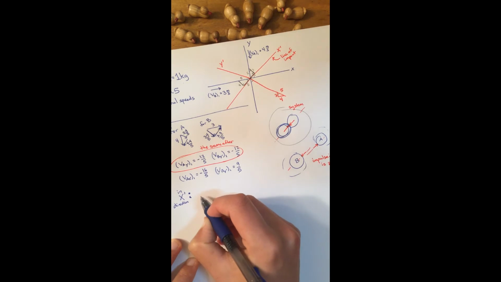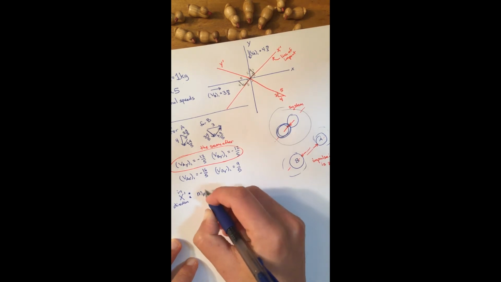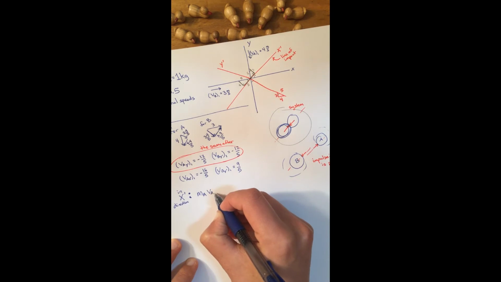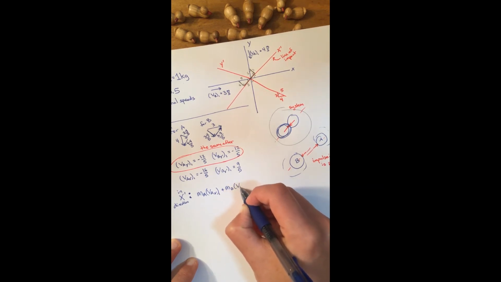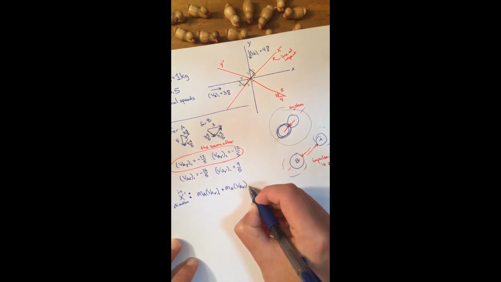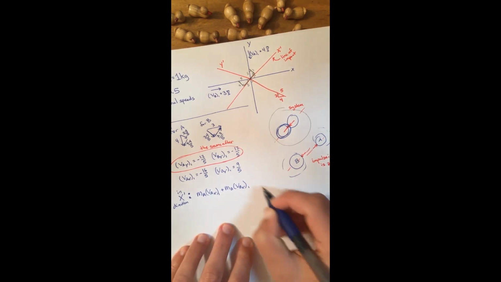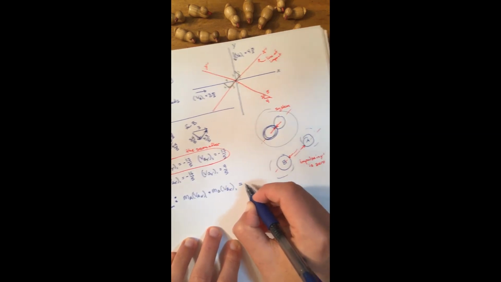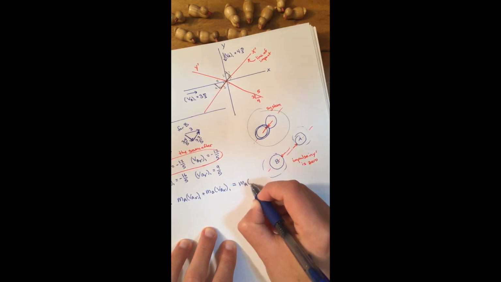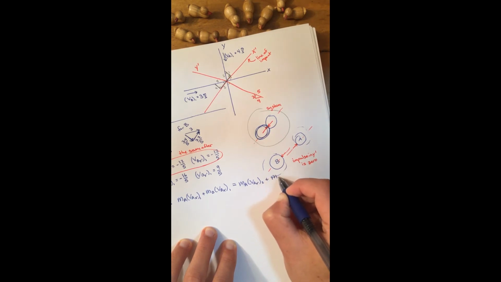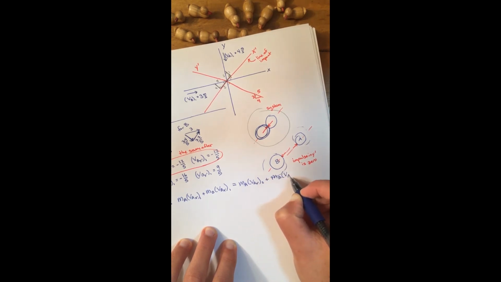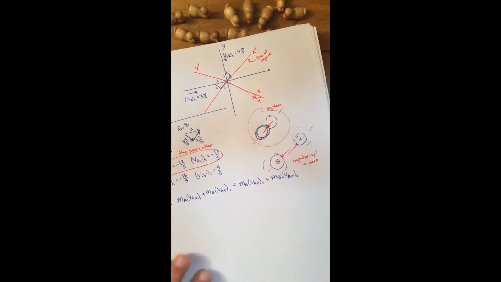we have the initial mass times the initial velocity of puck A in the x prime direction plus mass B times the initial velocity of puck B in the x prime direction. Since there's no impulse, this is equal to mass A times the final velocity of puck A in the x prime direction plus mass B times the final velocity of puck B in the x prime direction.